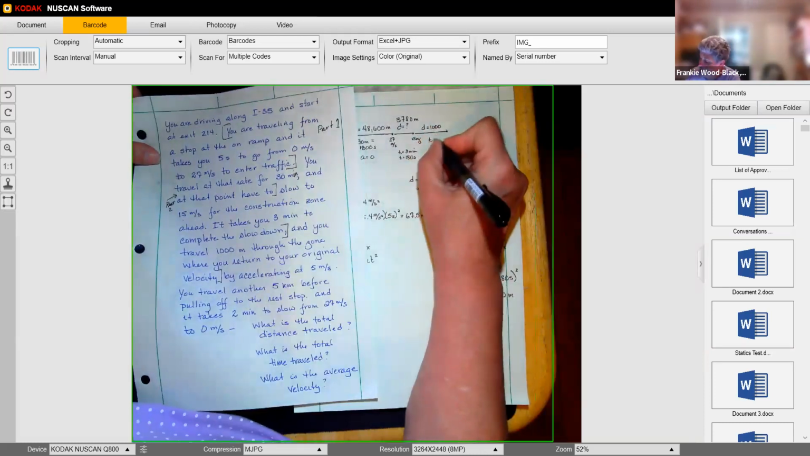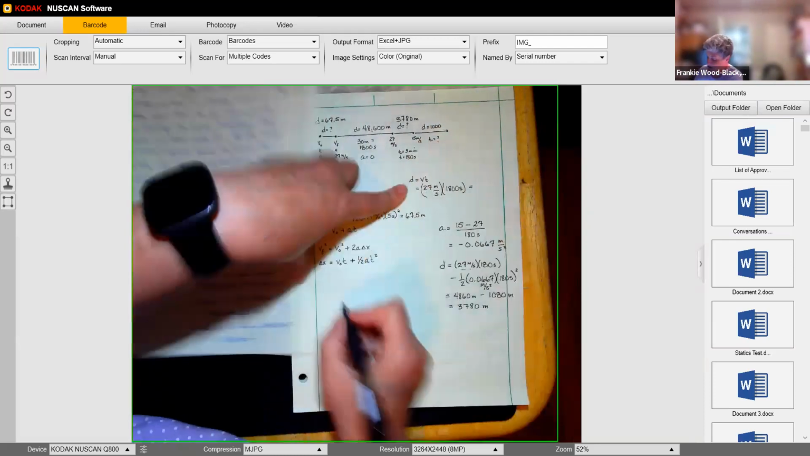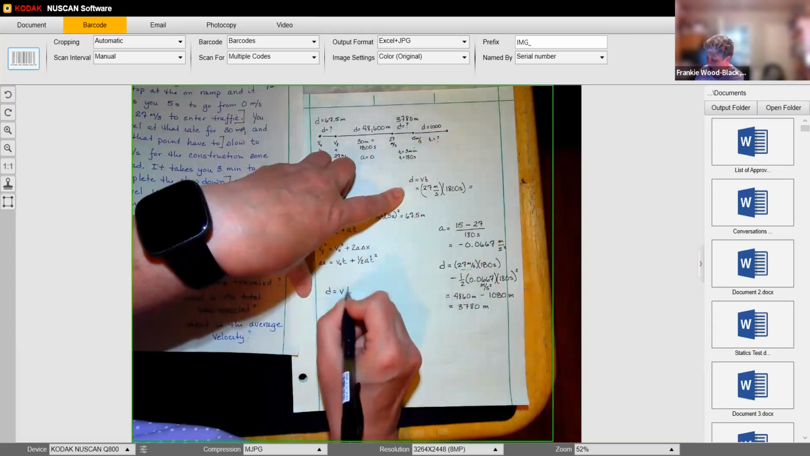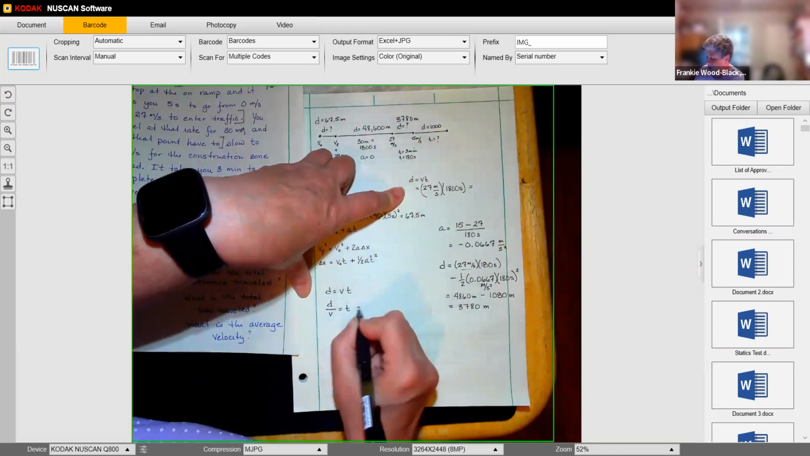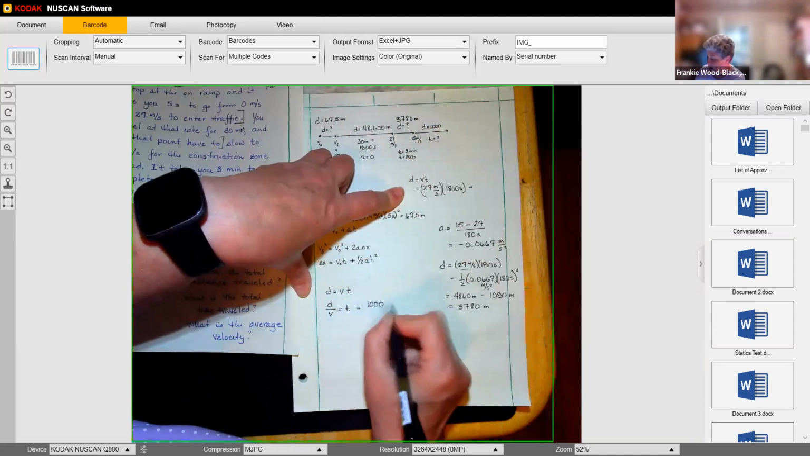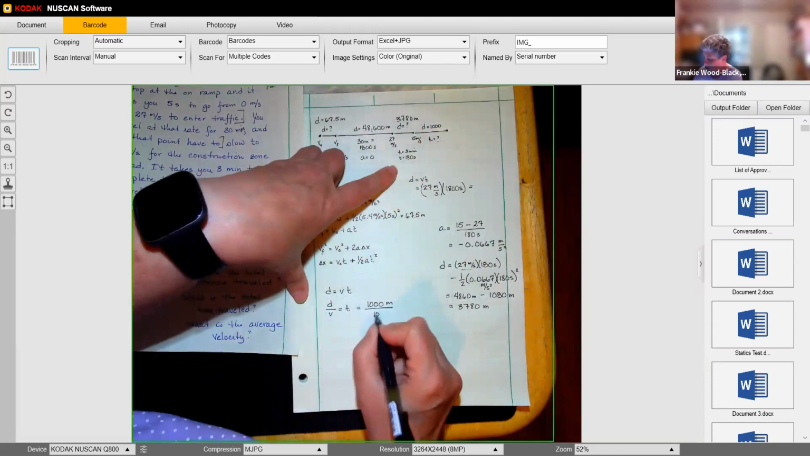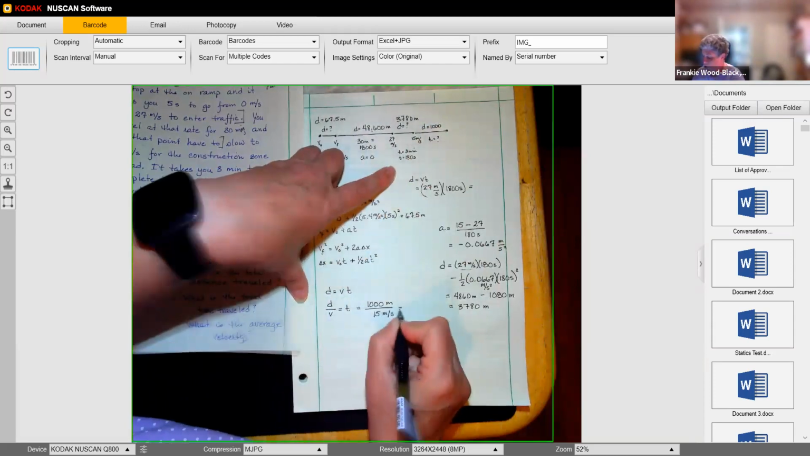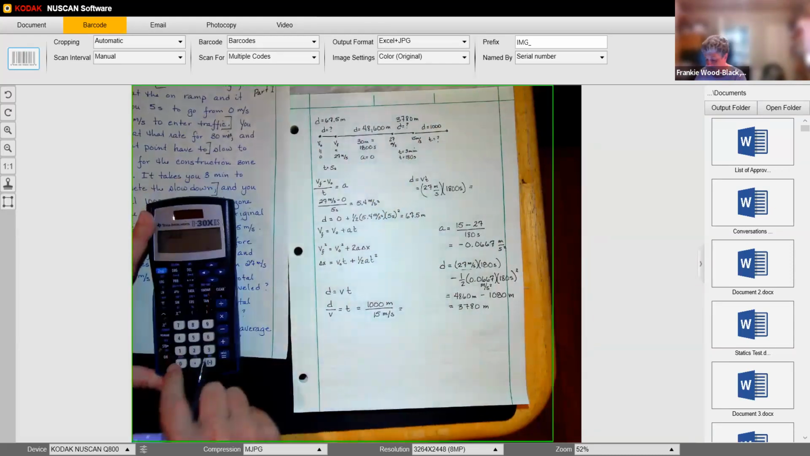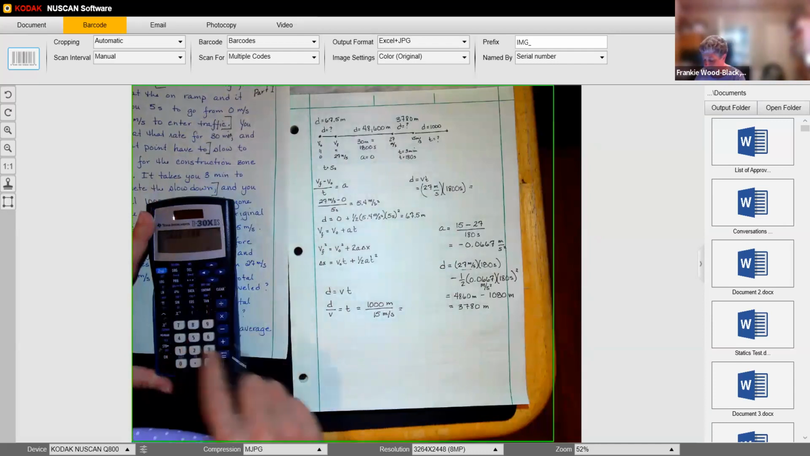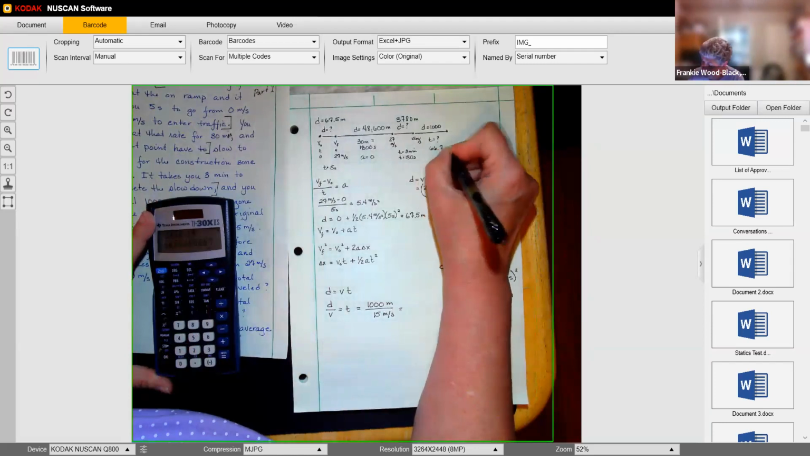But now we need to know what the time is. Well, this time we're going to do distance is equal to velocity times time. Distance divided by velocity is going to equal our time. Our distance is 1,000 meters divided by our velocity, which was 15 meters per second. So our time for that section is 66.7 seconds.